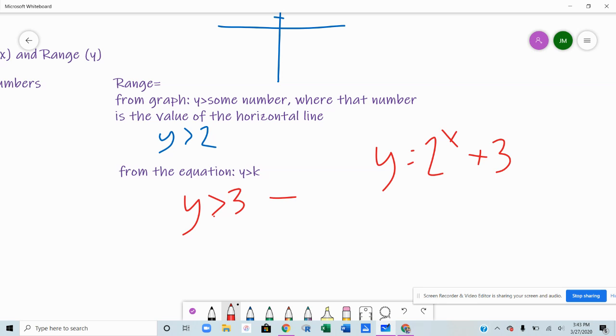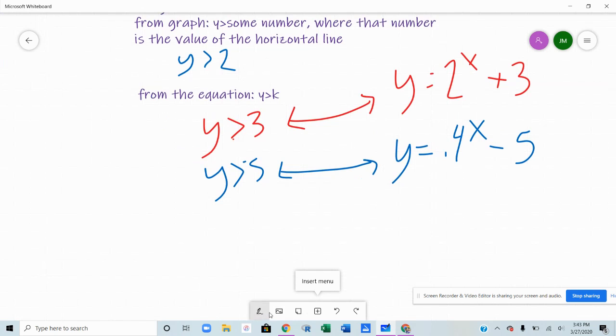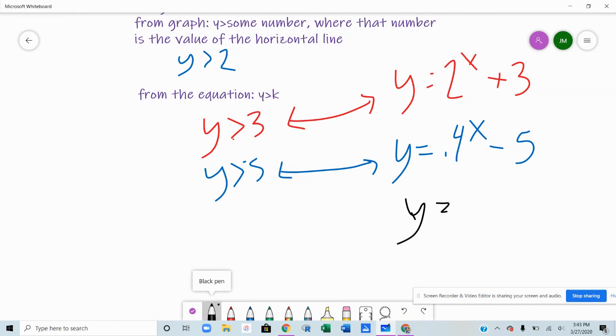If I have y equals 0.4 to the x minus 5, then y is greater than 5. Oh, negative 5. Negative 5, because minus 5. Last one. If I have y equals 3 to the x, then y is greater than 0 because we don't have a number right here.